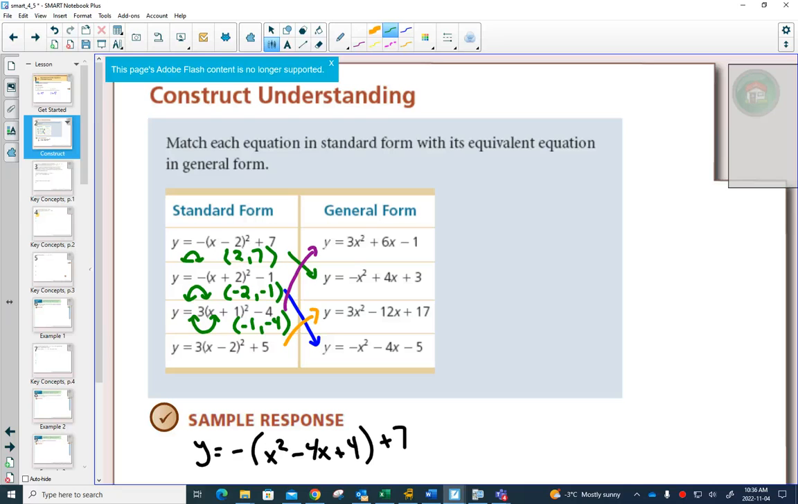And the last one, I know that my vertex is at 2, 5, and the 3 means it's positive, it opens up, and it also follows the 3, 9, 15, because it's been stretched vertically to make it narrower.